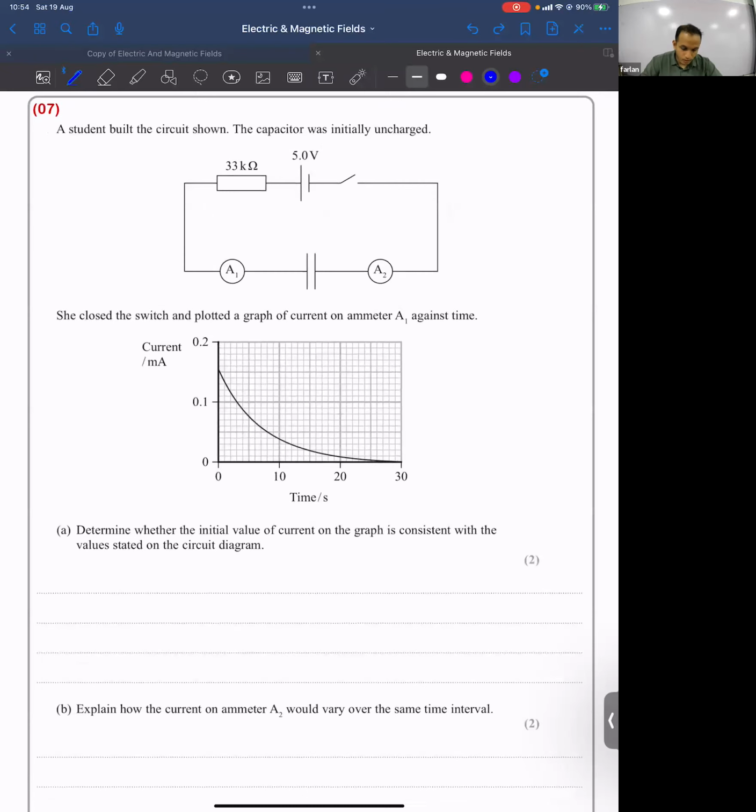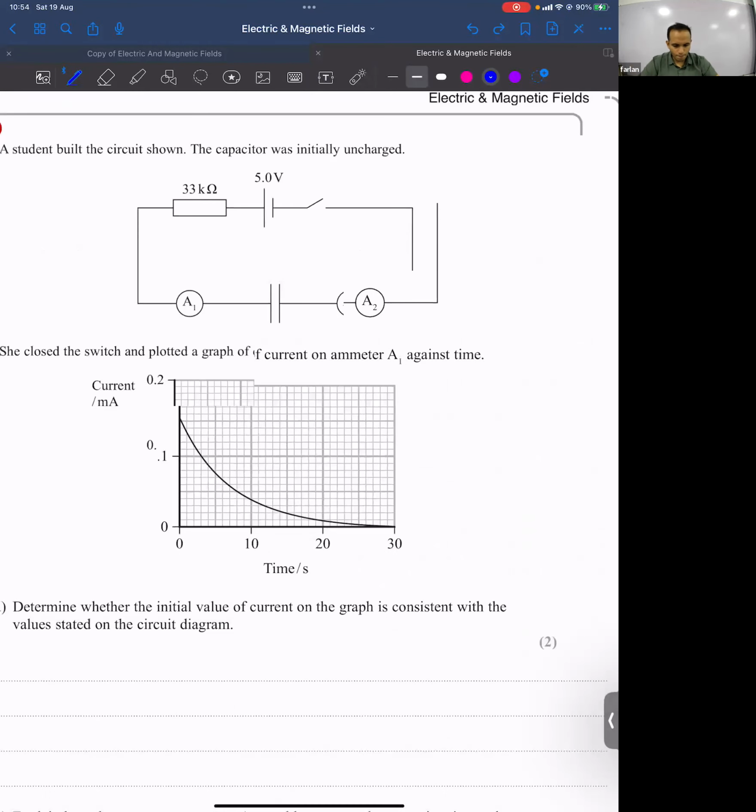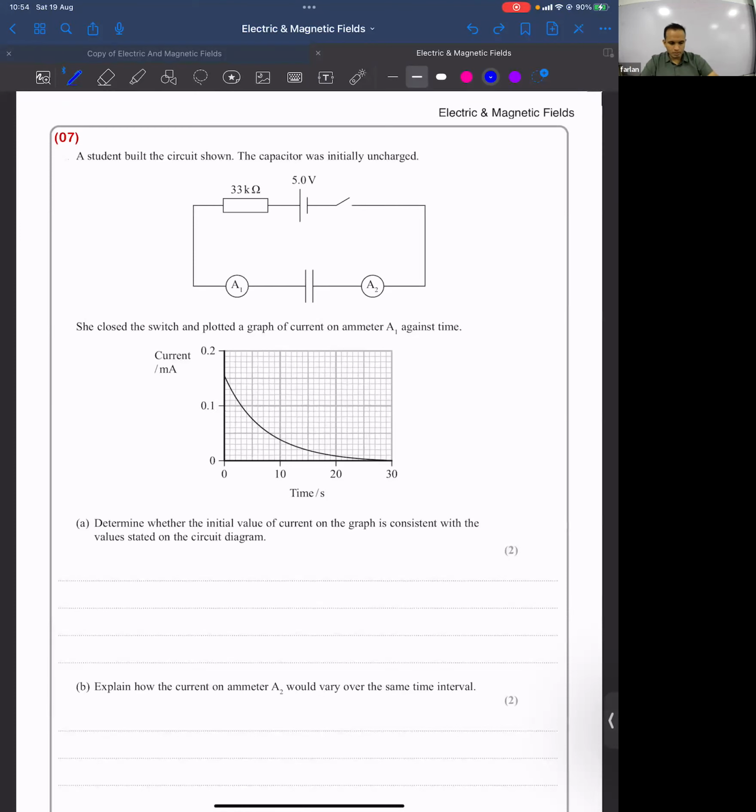Guys, according to the graph, the initial current is 0.15 milliamperes, right? Somewhere around 0.15 or maybe slightly more, 0.155. According to the figures given in the diagram, if I use V equals IR, initially at t equals 0, the moment you close the switch, the entire 5 volts will be across this 33 kilo ohms.